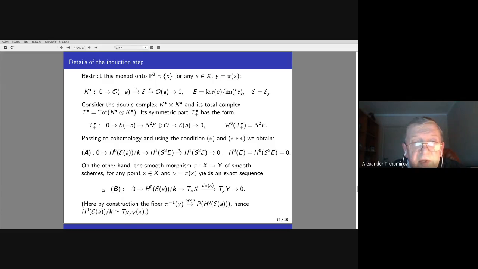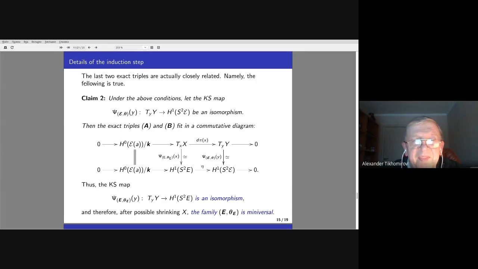Okay, so let us now compare these two sequences. One can quickly guess that there should be a relation between them.